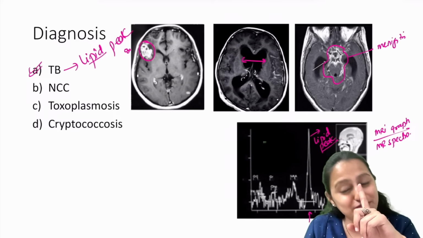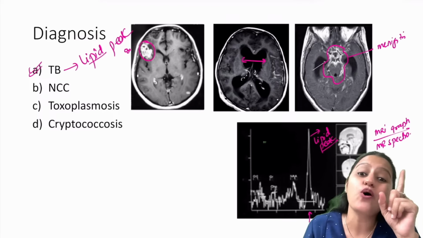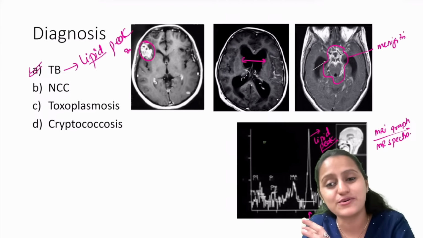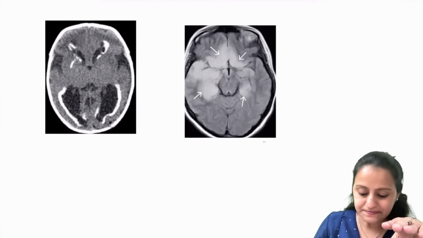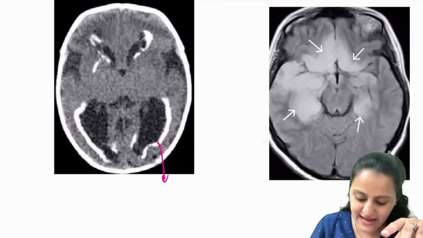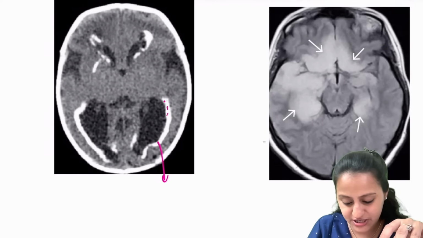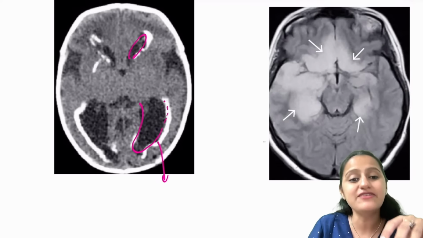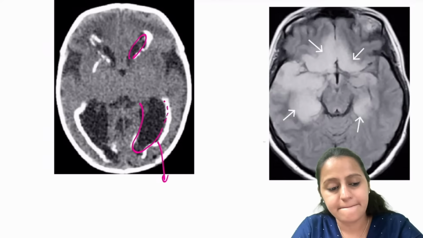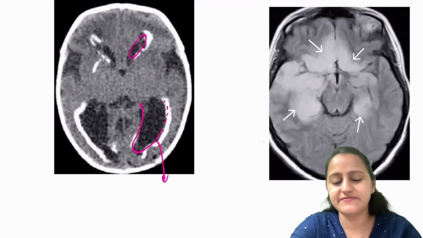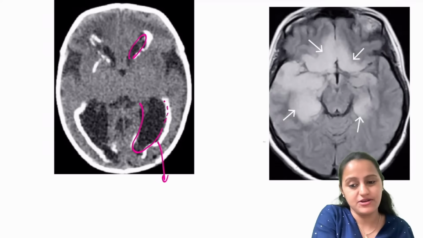Do not confuse this with throughout calcification. It was congenital toxoplasmosis which shows throughout calcification. Here we are talking about T for TB. So now comes your calcification here. Where is the calcification? This is the ventricle. So what type of calcification is this? Periventricular calcification.